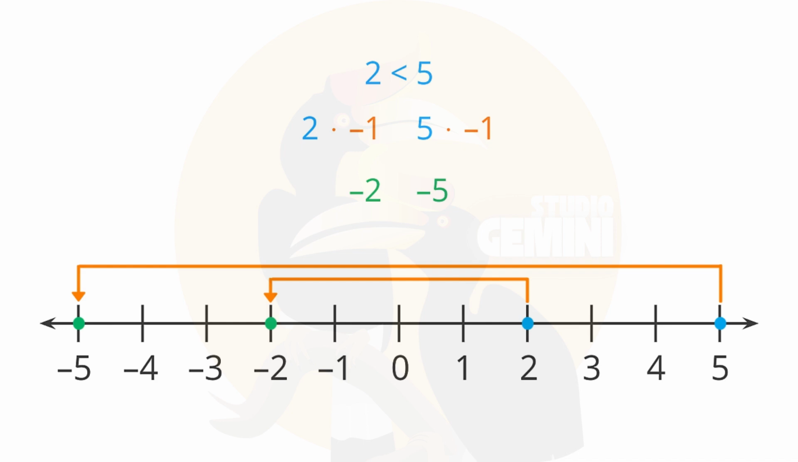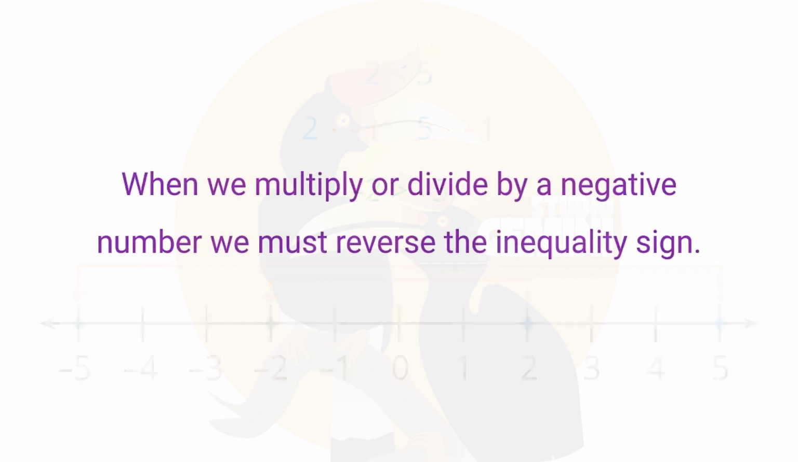On the number line, negative 2 is farther to the right than negative 5, so it's actually greater than negative 5. We will use a greater than symbol to write our inequality. Negative 2 is greater than negative 5. The inequality symbol reverses directions from less than to greater than. So whenever we multiply or divide both sides of an inequality by any negative number, we also need to reverse the direction of the inequality sign.